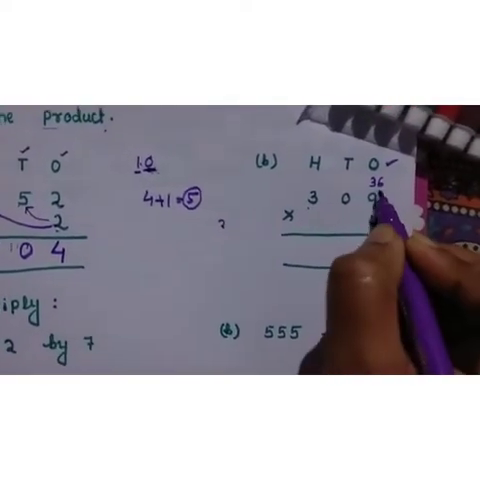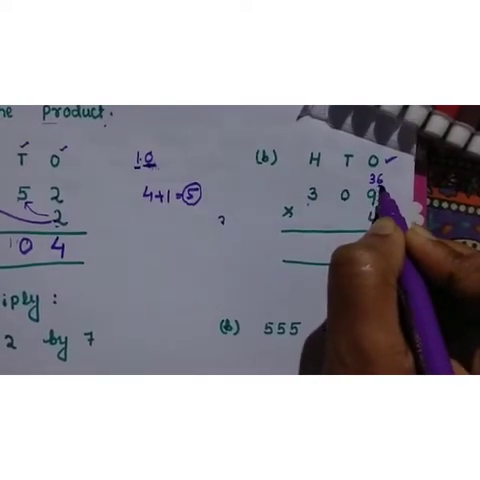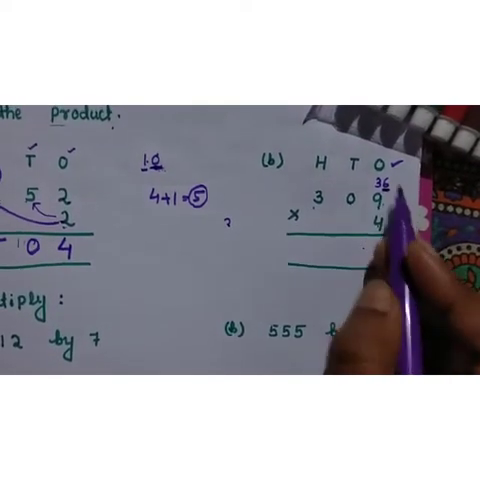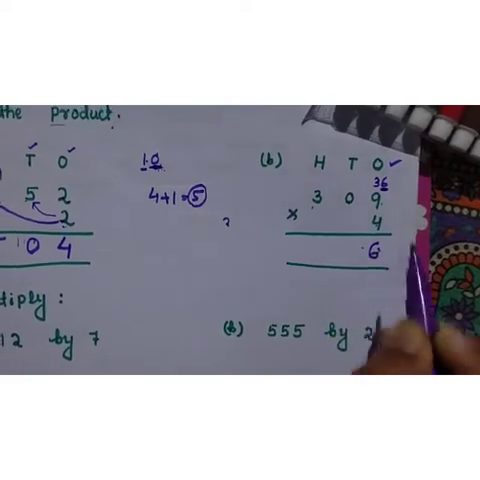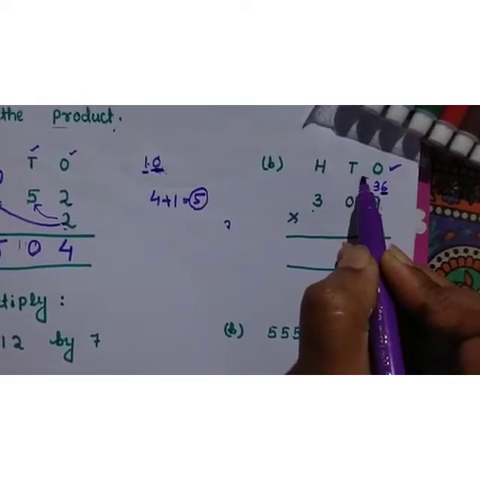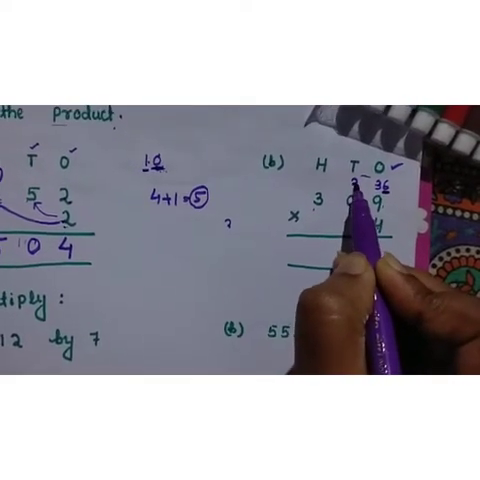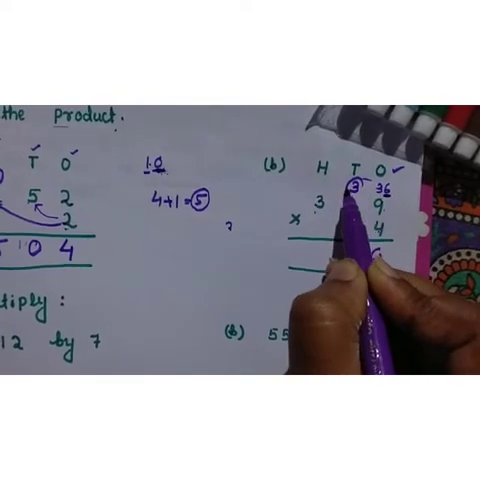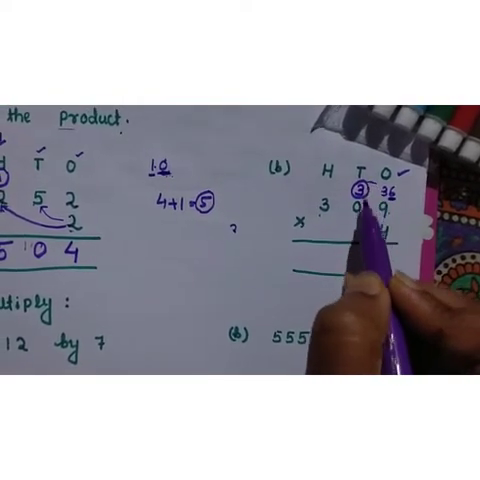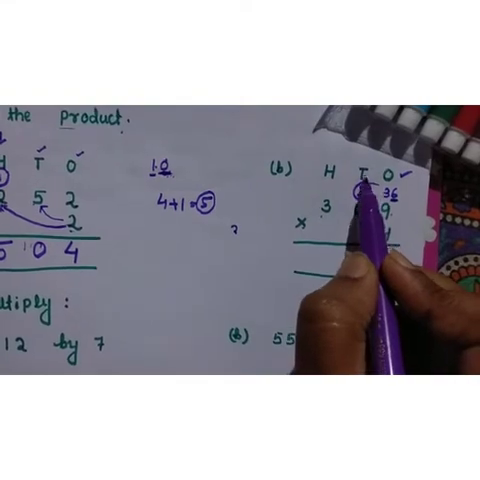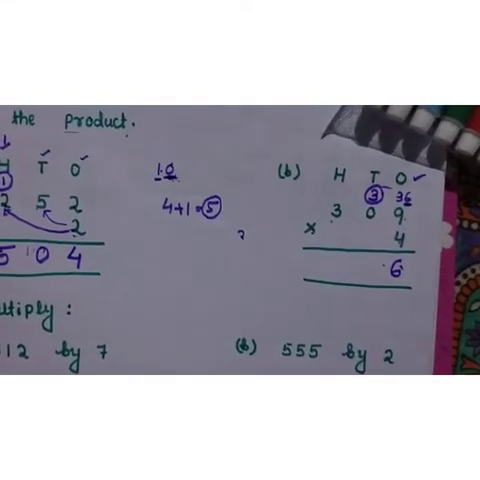So what do we do here? Now we write the last digit, which is 6, under the ones column, and that 3 we take as carry to the next column. That means 3 is carried to which place? The tens place. Understood?